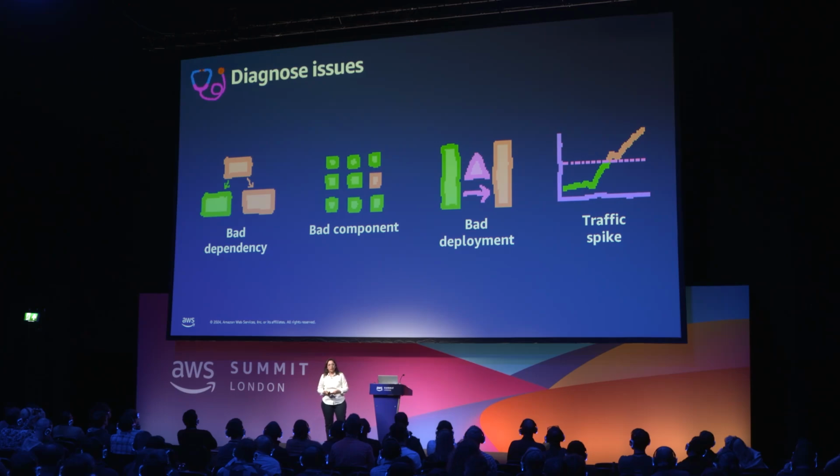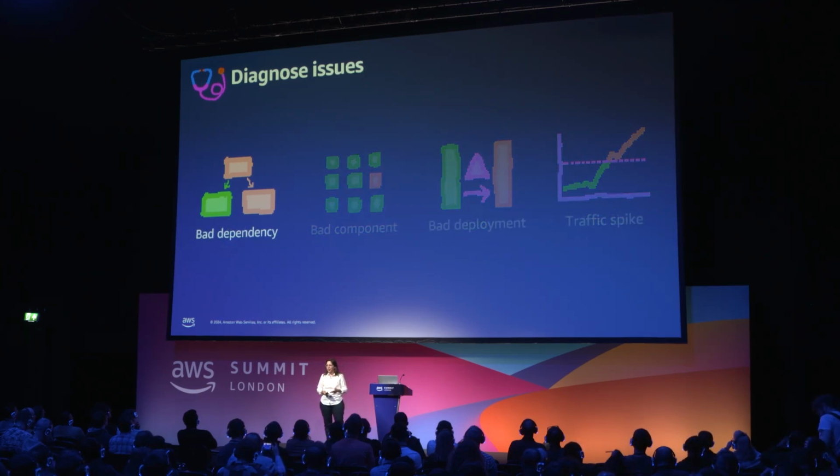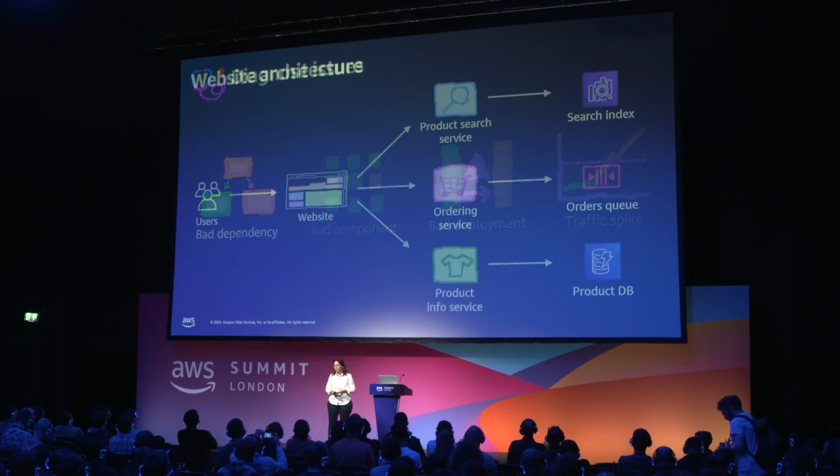So now that we have diagnosed there's an issue on our website, let's try and understand what is happening. Why is this issue happening? So the 4 failure modes we're going to cover today are bad dependency, bad component, bad deployment, and traffic spike. Let's dig deeper on the first failure mode.